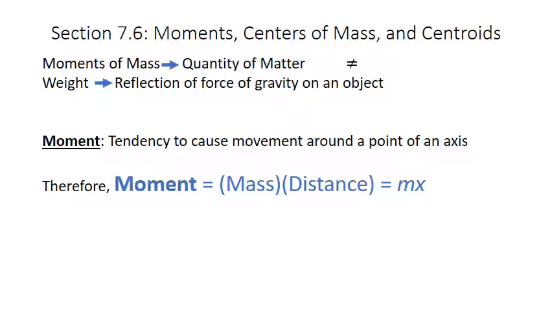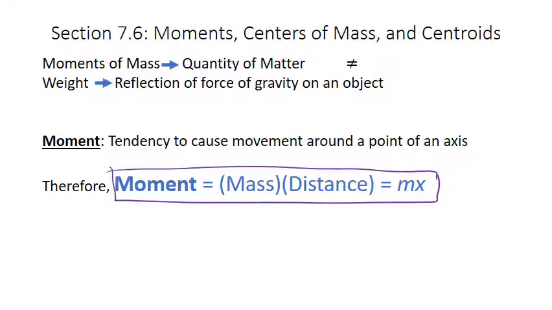But the primary thing we're going to talk about are moments. And this is the tendency to cause movement around a point or axis. And the definition of a moment is here, which is mass times the distance. And one thing we're going to talk a lot about is when items are in equilibrium. So there's something called the fulcrum, which is basically the origin.